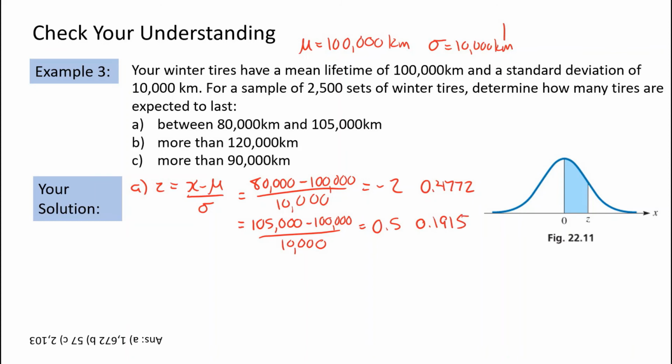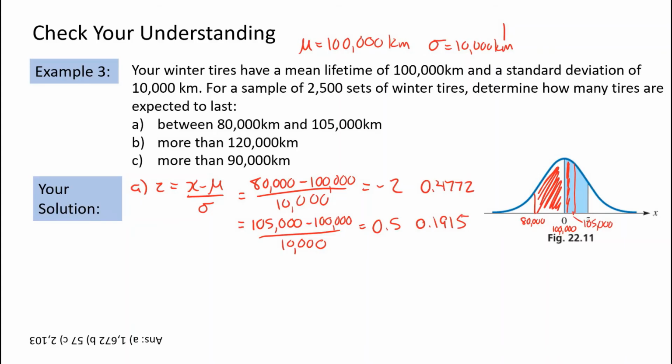0.1915. So remember, that is looking at if our mean here is 100,000. We have 80,000 sitting over here and 105 sitting somewhere in there. So the first z-score of 80,000 is giving us this area here. Our second score of 0.1915 is giving us the area here. So we can add those up to get the total amount of values that should be included here.